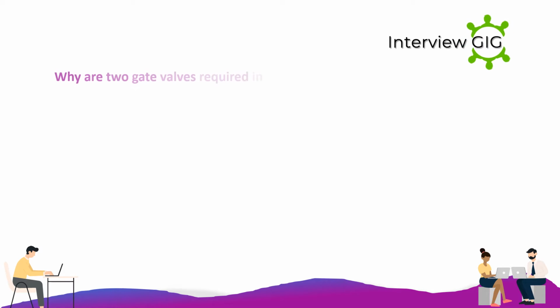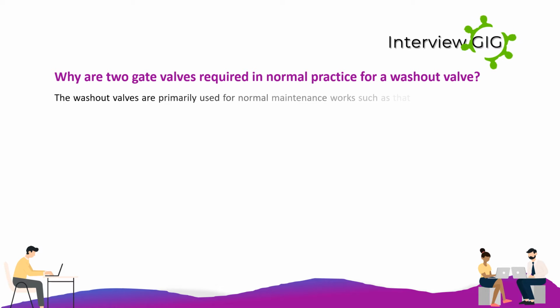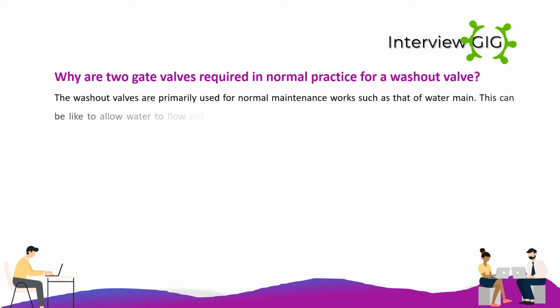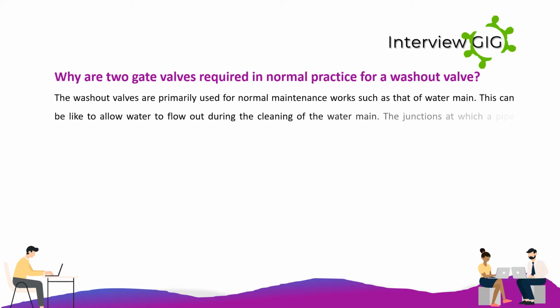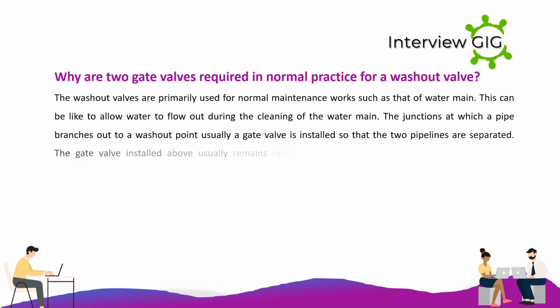Why are two gate valves required in normal practice for a washout valve? The washout valves are primarily used for normal maintenance works such as that of a water main. This can be used to allow water to flow out during the cleaning of the water main. At the junctions at which a pipe branches out to a washout point, usually a gate valve is installed so that the two pipelines are separated.